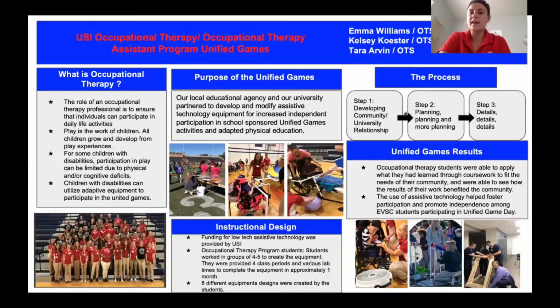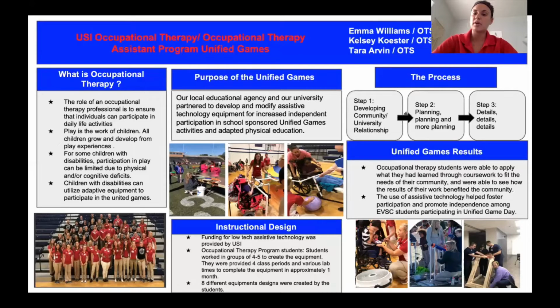So the process was in 3 different steps. The first one is developing community and university relationships. That entails starting with a contact, so you need to know the clinician. Start small. The student visits and makes observations on what exactly they want to make. Then we scheduled meetings and discussed ideas and brainstormed different possibilities. And then there was lots of planning and being able to communicate with one another.